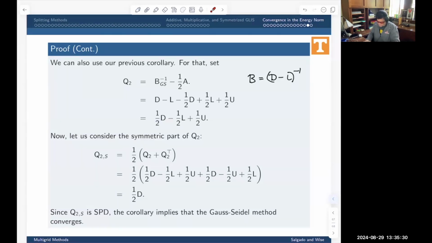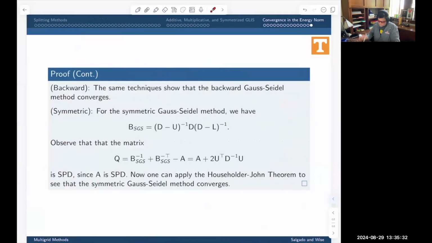Okay, so another way of doing it. By the same techniques, we can show that the backward Gauss-Seidel method is convergent. In the backward Gauss-Seidel, you just use the fact that the iterator matrix was equal to this matrix, (D minus U) inverse. And you can repeat the same two calculations that we did, one using the Householder-John theorem and one using that corollary.